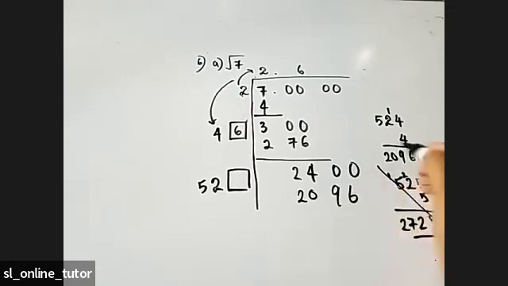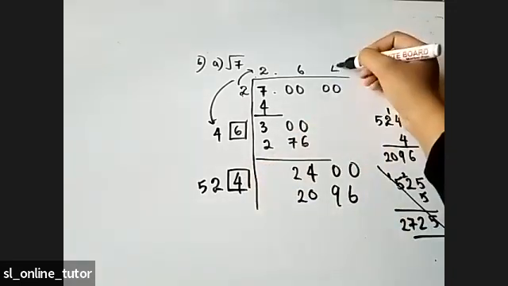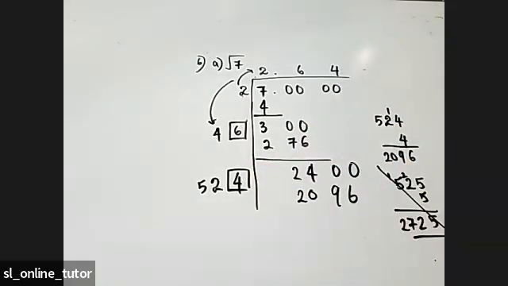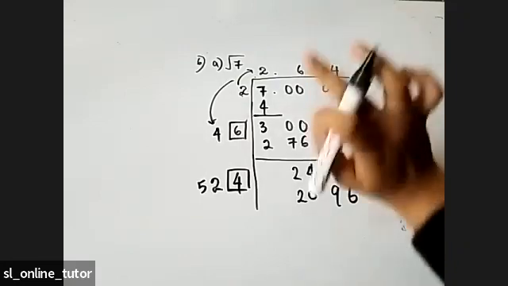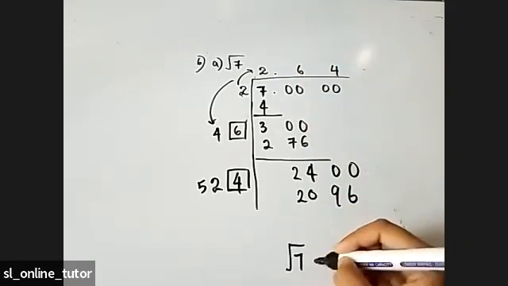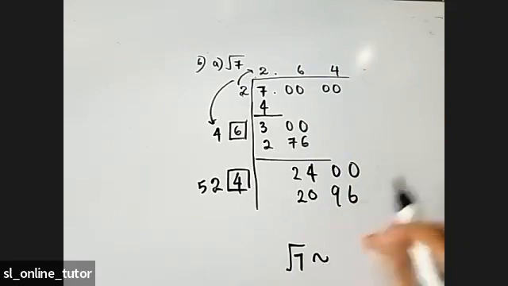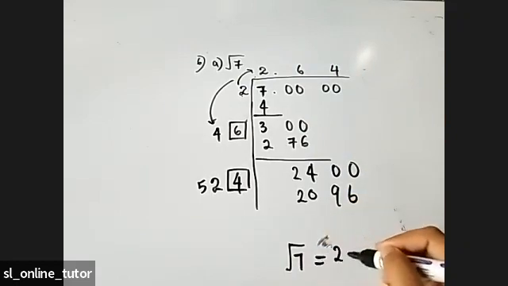So who gave that value? 4. That one should be written here. That is enough. No need to do anything anymore. Why no need? 2 decimal places are more than enough. Square root of 7 is approximately equal to 2.64. Can you understand this one?